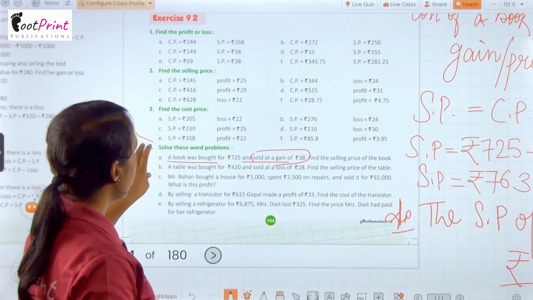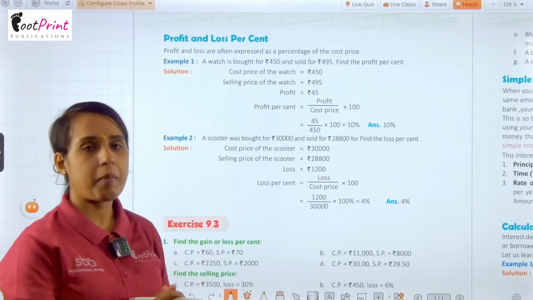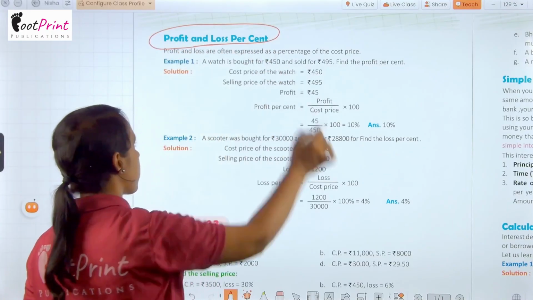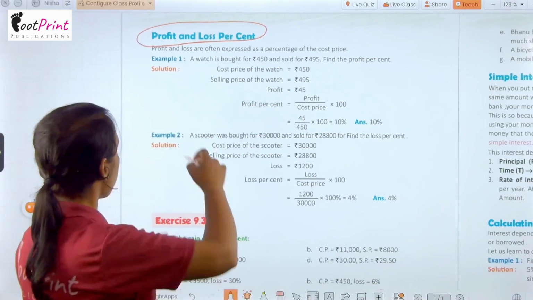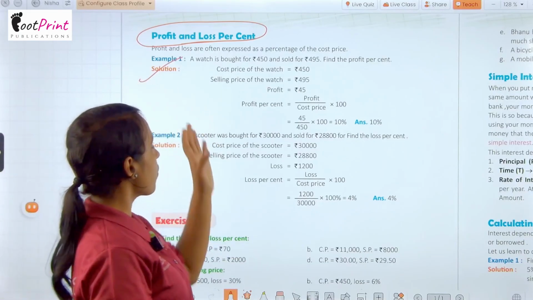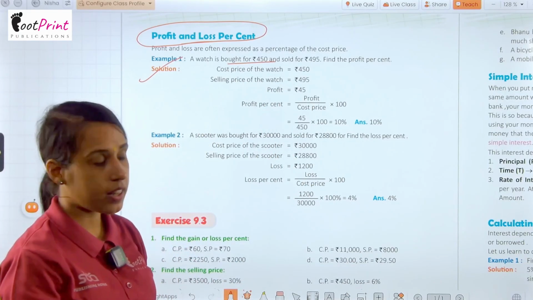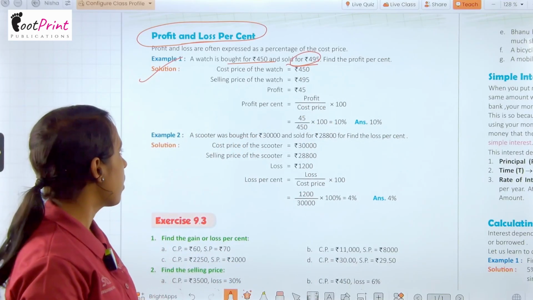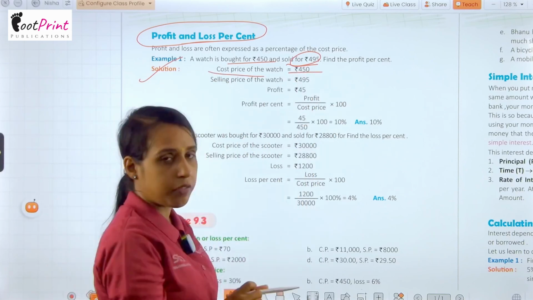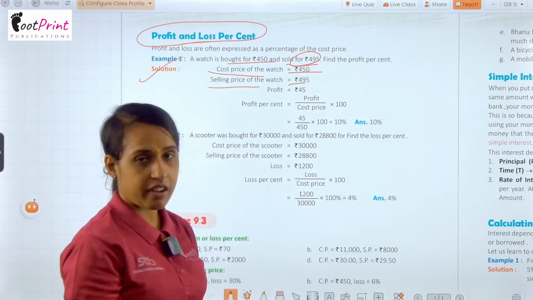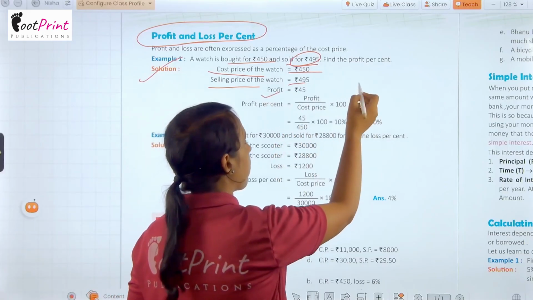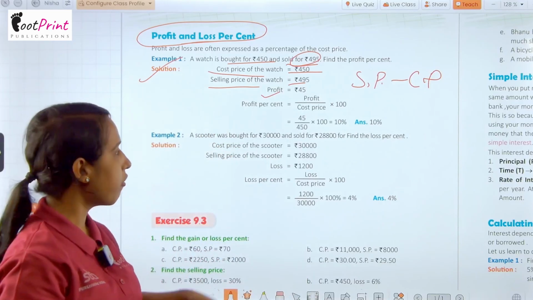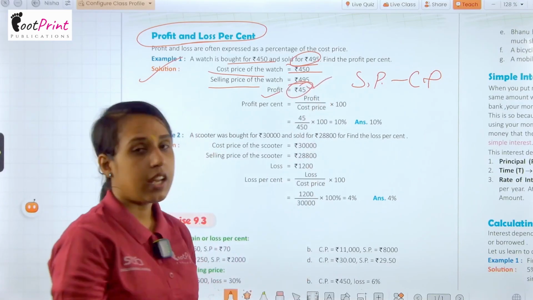Okay, now we are moving to, in the previous topic we learned about how to find out profit and loss. Now we will learn profit and loss percent. How do we find that out? Okay, so here we have example number 1, that is a watch is bought for 450 rupees and sold at 495 rupees, and we have to find out profit percent. So as we know, cost price is 450 and the selling price is 495. So profit, we know, is SP minus CP. So 495 minus 450 rupees. So we get here 45 rupees is profit.